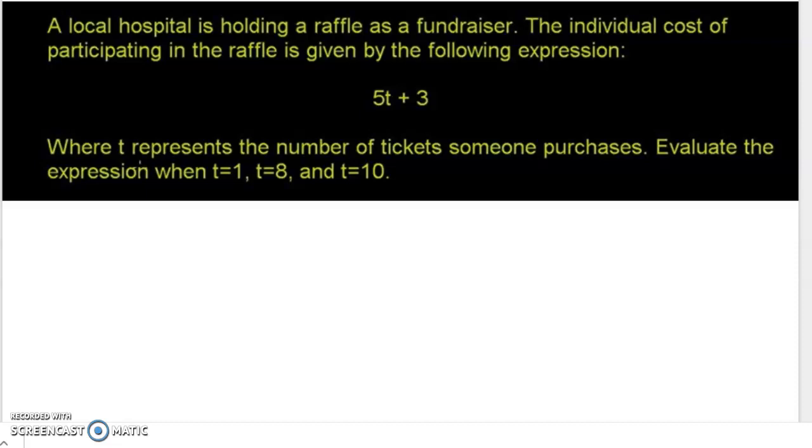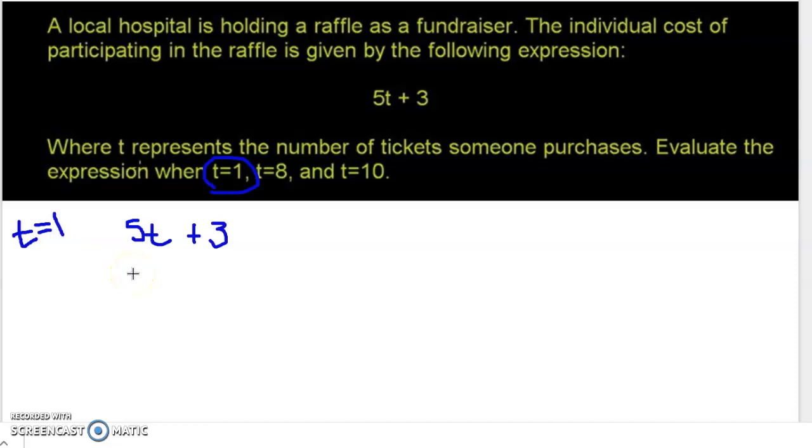So the first thing we're going to do is rewrite that expression down here. So we have 5t plus 3. Now we are only going to answer the first part, when we are purchasing one ticket. See right here it says t equals 1. That's the first one we're going to start with. So over here I'm just going to write t equals 1. So now I know which one I'm actually substituting into this problem.